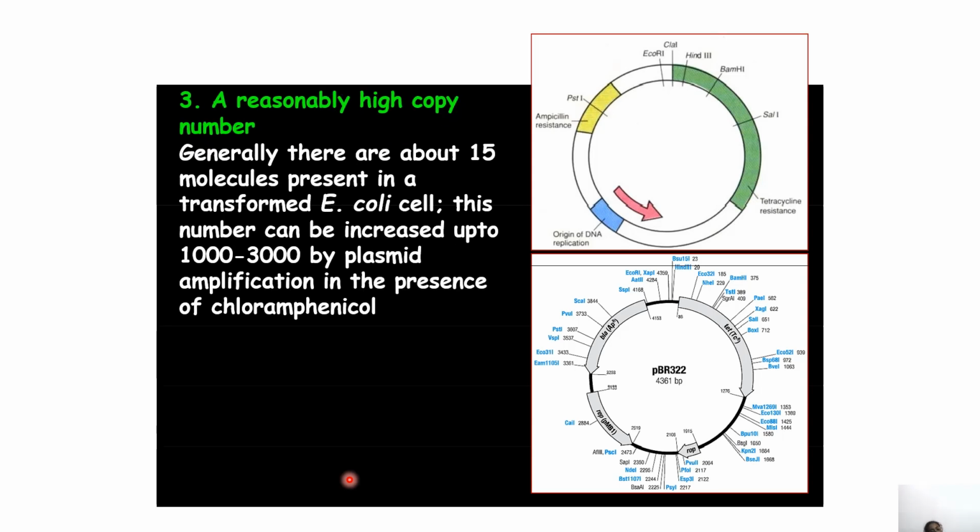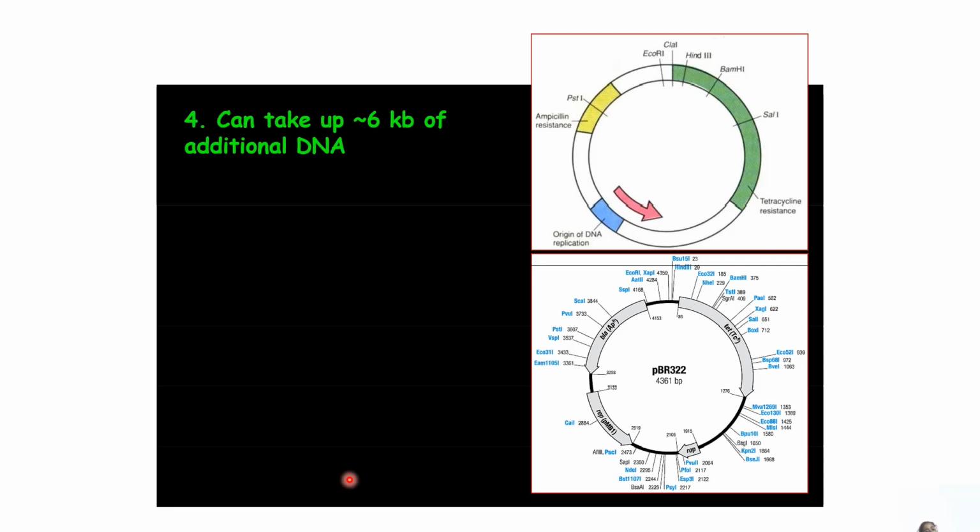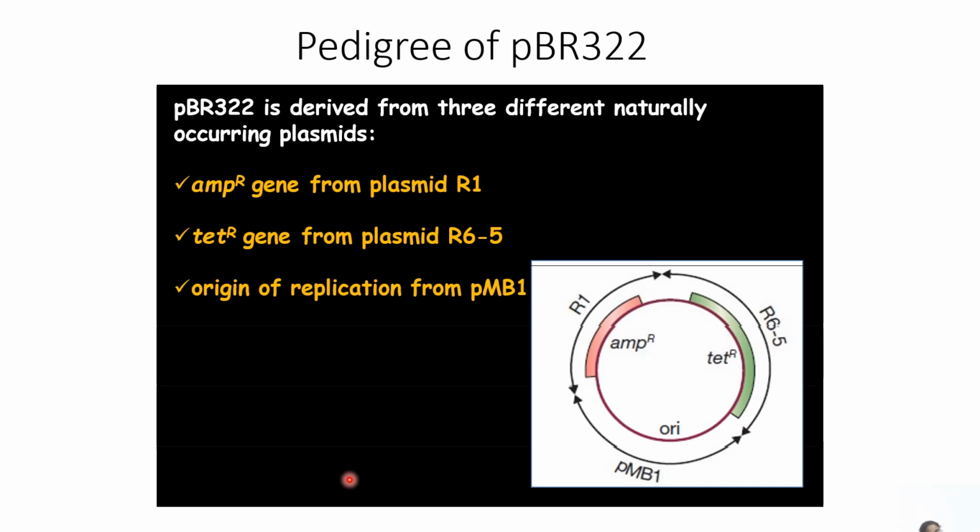Okay, a reasonably high copy number. Generally there are about 15 molecules present in the transformed E. coli cell, and this number can be increased up to 3000 by plasmid amplification in the presence of chloramphenicol. It can take up to 3 kb of additional DNA as well.